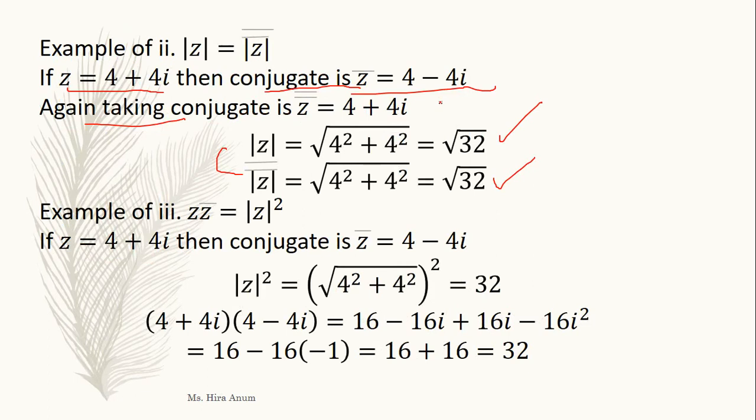Now we move to the third part: z times z bar equals mod z squared. Here z is 4 plus 4i, and z bar, the conjugate of z, is 4 minus 4i. Taking the square of the mod, it becomes 32. We multiply these numbers, and this value is also 32.